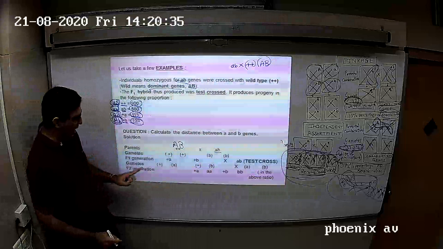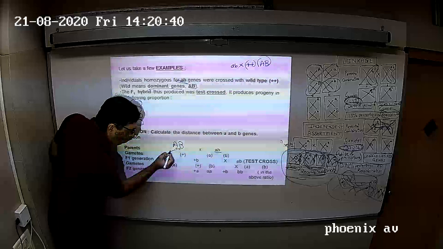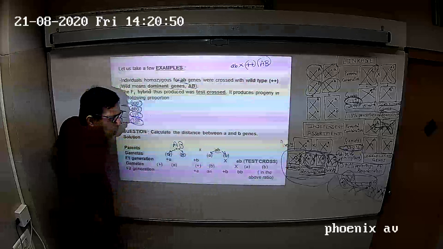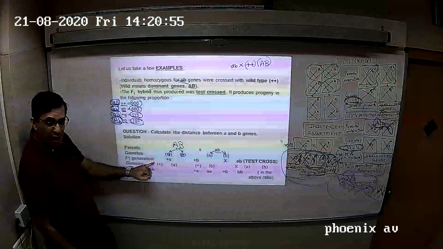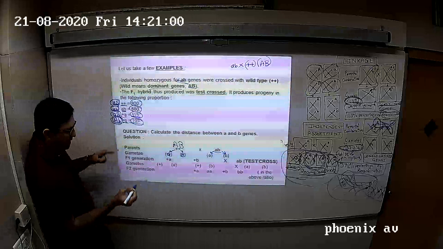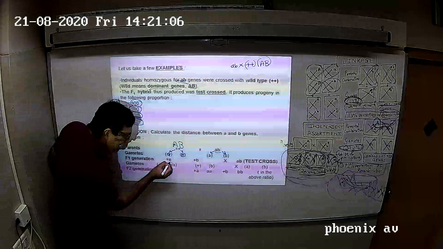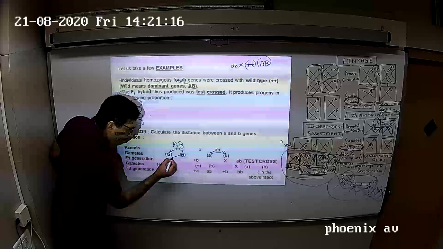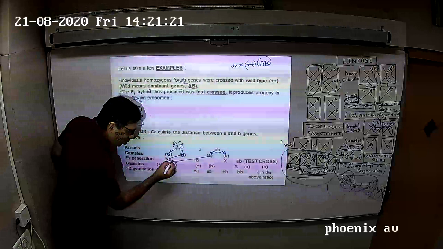After that, what gametes are formed? The gametes formed will be plus, which is capital A, and plus, which is capital B, and small b. And in the F1 generation, what will you get? Capital A, so plus A, in other words, you get capital B with small a. Capital B with small a.